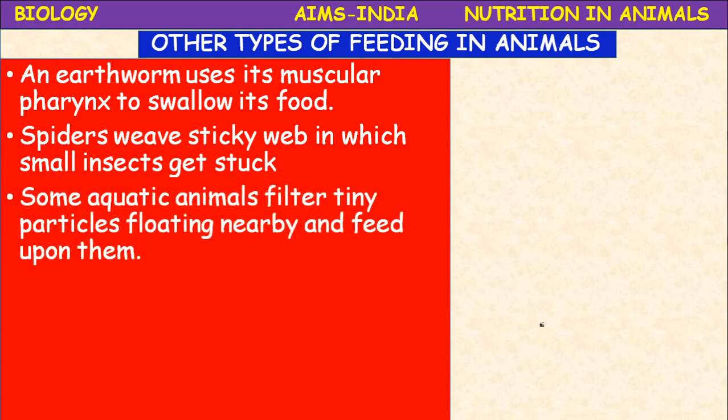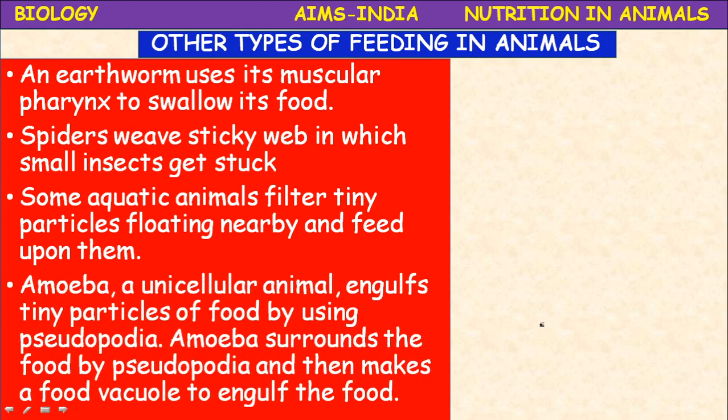Some aquatic animals filter the tiny particles floating nearby and feed upon them. This is called filter feeding. Aquatic animals include eels, some types of fishes, and even some birds like swans and ducks, which filter feed. They feed upon floating aquatic organisms.